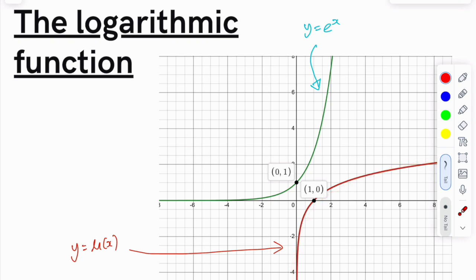Now the inverse here is ln x, and as you can see, it's the complete opposite. Here we intersect the x-axis at x equals 1. These crop up all the time, and you'll be using ln to convert functions. We'll get to that now.